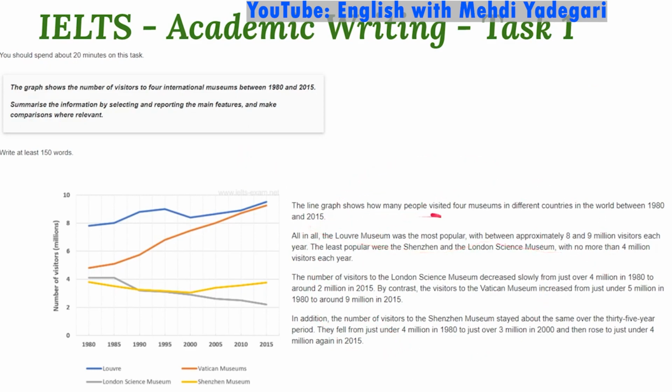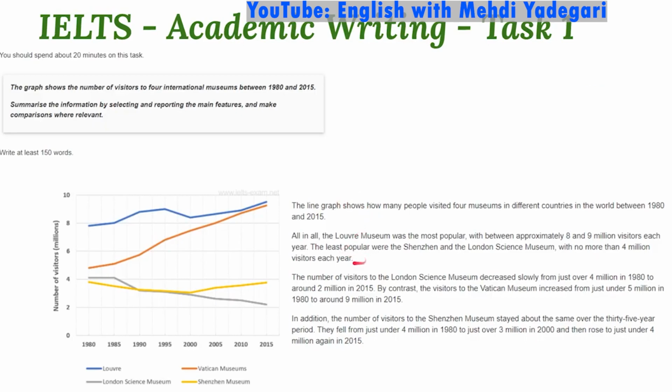The line graph shows how many people visited 4 museums in different countries in the world between 1980 and 2015. So what is this line? This is a paraphrase of the prompt. The graph shows, well, of course, it should have used a different word than shows. You could have said the line graph represents or delineates how many people visited 4 museums and so on. So don't keep the words the same, change them.